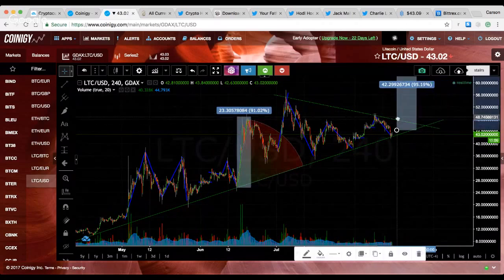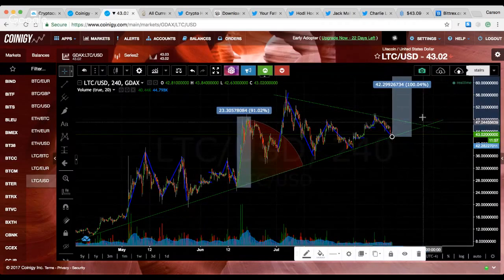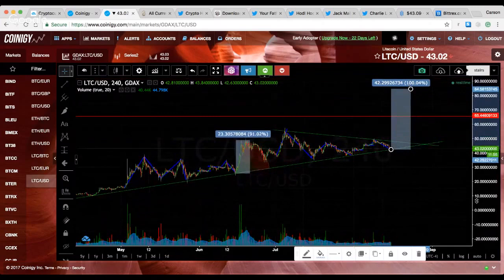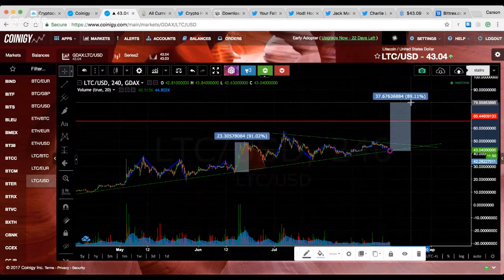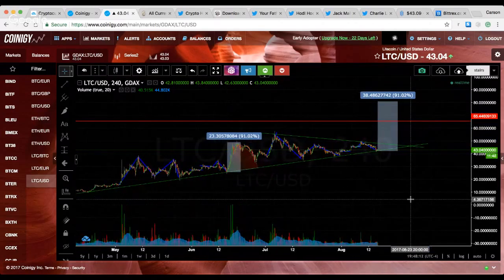I want to move this over here, right there. If it was a percentage-based gain, it would be like around $80 if we do see an increase of value.